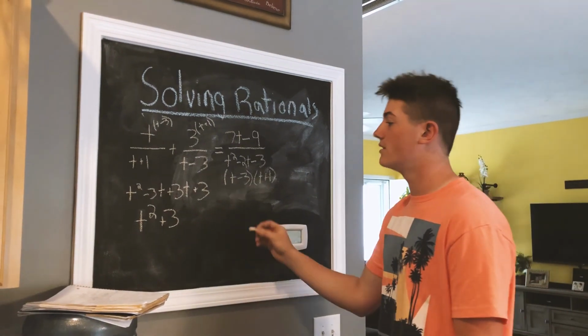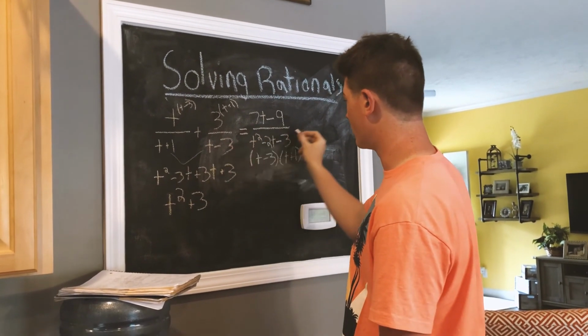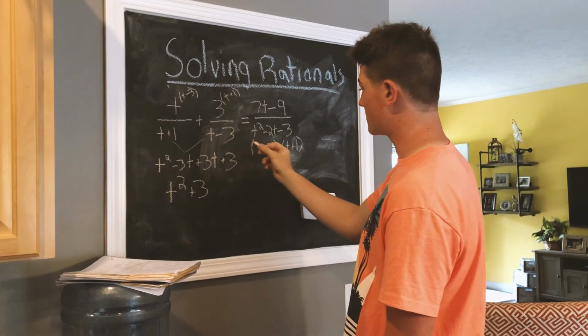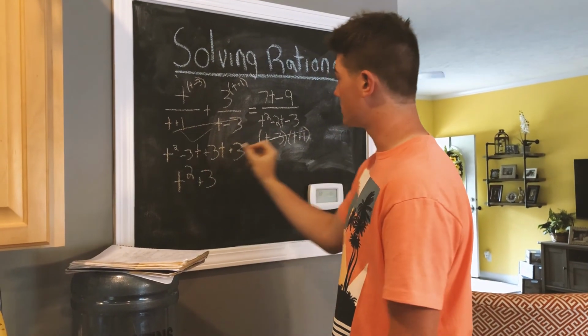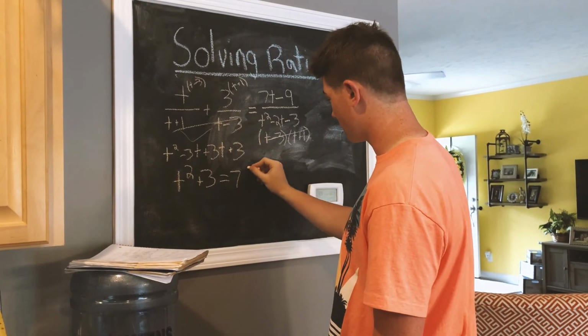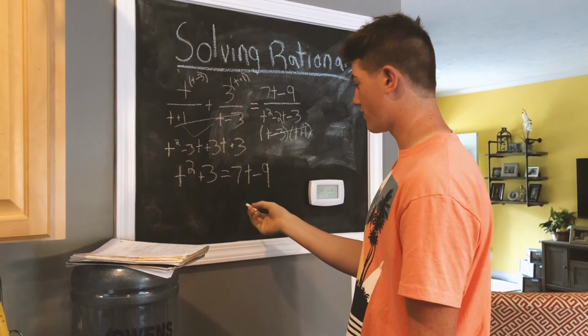Alright, so the next step is times these two by this side. So after I do that, since we got t plus 1 and t minus 3, and we have the same thing over here, these all just cancel out. So you're left with just 7t minus 9. So right here, 7t minus 9. And then we can solve from there.